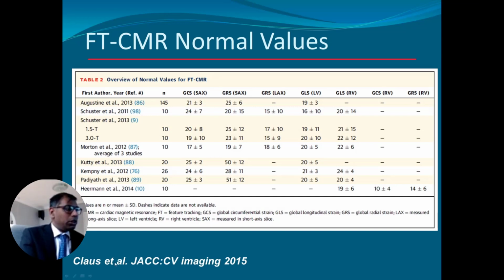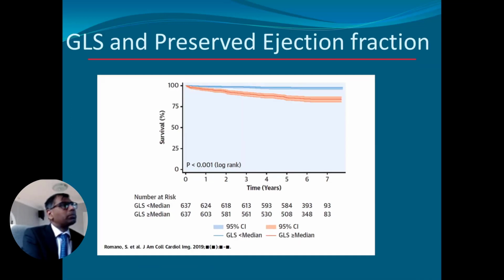This is a paper by Claus et al., which essentially sets out what the normal values are for the circumferential strains and the longitudinal strains. The normal values are about 20%. There is a much wider variation in the radial strain. It primarily depends on the software that was used to analyze and how the epicardium was marked.